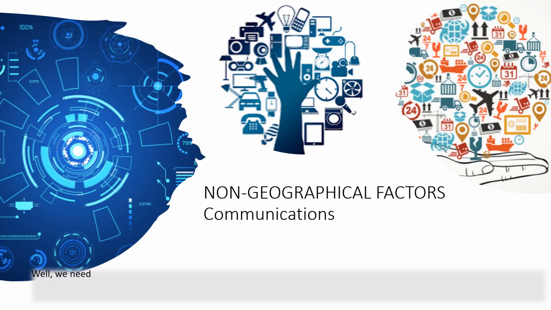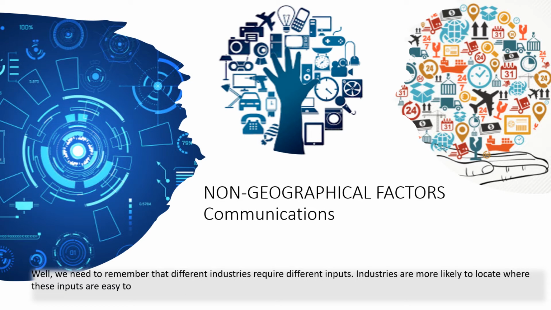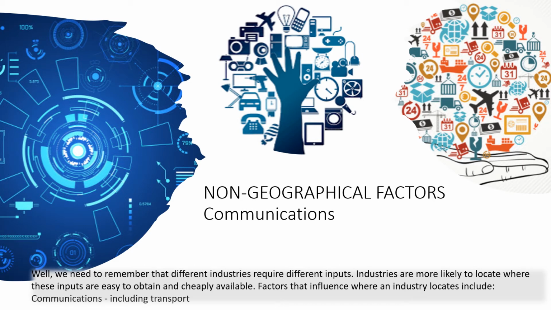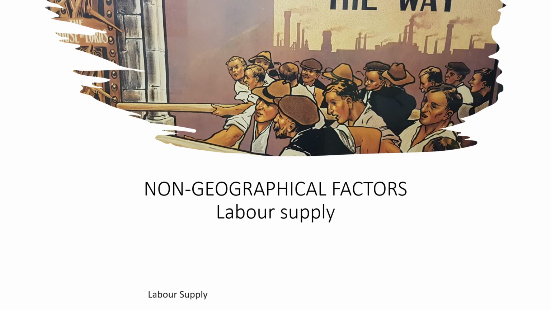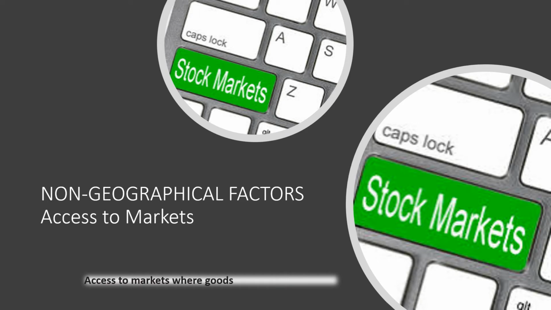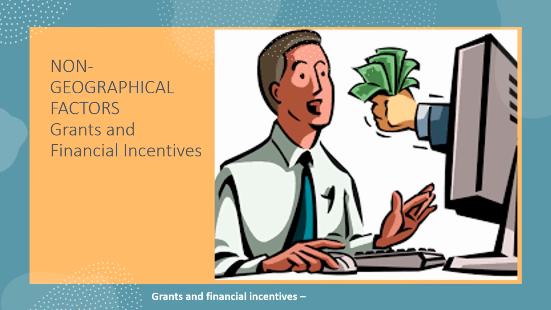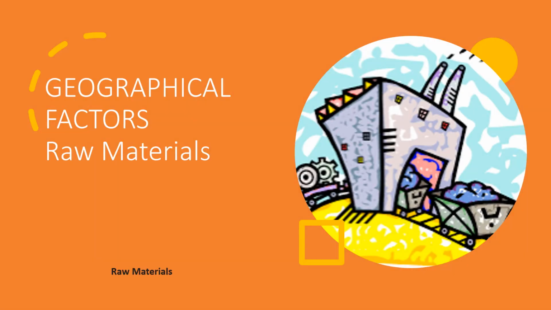Well, we need to remember that different industries require different inputs. Industries are more likely to locate where these inputs are easy to obtain and cheaply available. Factors that influence where an industry locates include communications including transport, a reliable power source, telecommunications, labor supply including workers with the right skills, access to markets where the goods are sold, grants and financial incentives usually from governments, and raw materials if I may add.